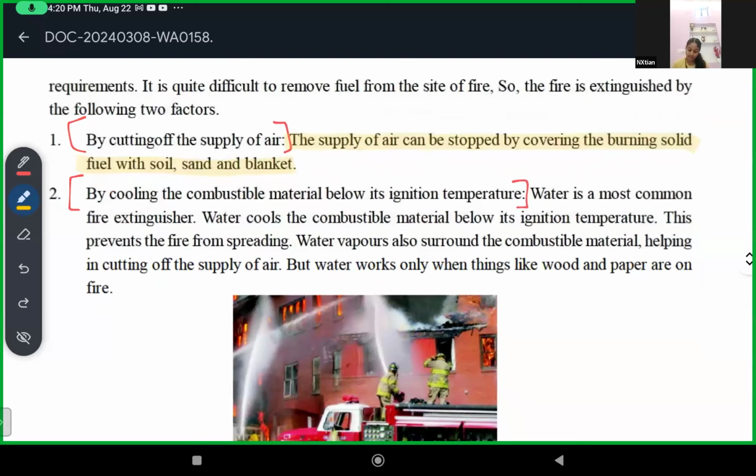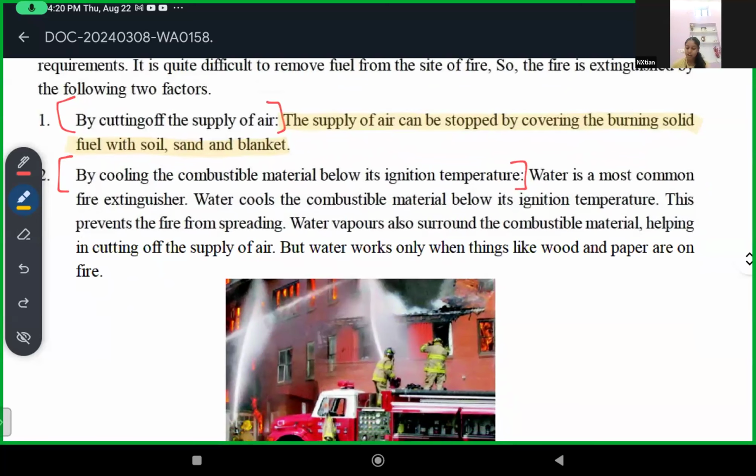Then the other way is by cooling the combustible material below its ignition temperature. Water is the most common fire extinguisher. Water cools the combustible material below its ignition temperature. This is the reason they put water on the fire, because it cools the material below its ignition temperature. This prevents the fire from spreading. Water vapor also surrounds the combustible material, helping in cutting off the supply of air.